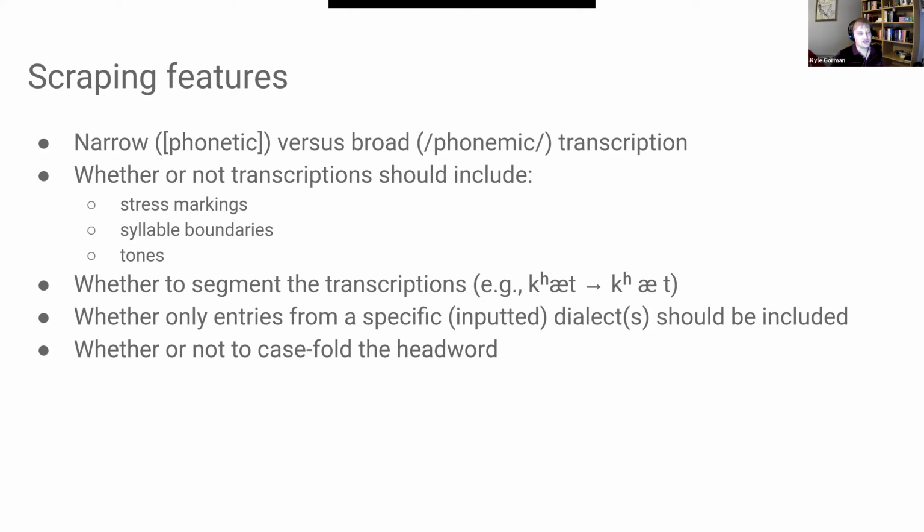That's fine, but they do sort of track with what I would call narrow versus broad. We also can control whether we have stress marking, syllable boundary, or tones. We can choose to segment the transcriptions or not. We have a library for that. So there's sort of a common sense way to segment a transcription, to chunk it. So like we want to treat the aspiration on the K as part of a feature of the K. Our chunking library understands that. We can also target specific dialects. We also can choose whether or not to case fold the head word, depending on the language.